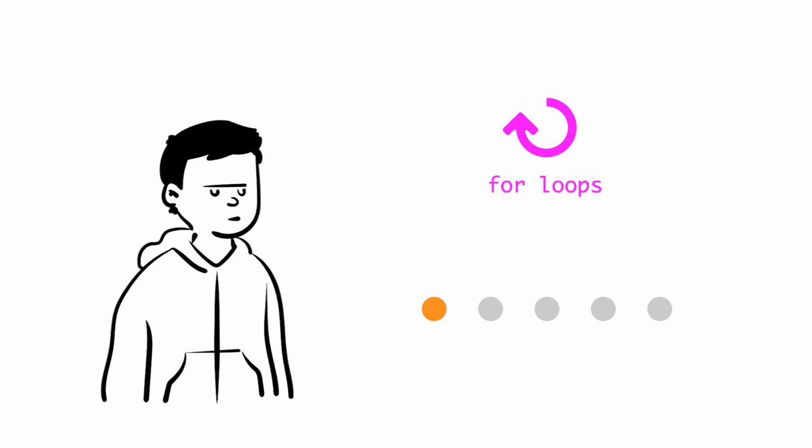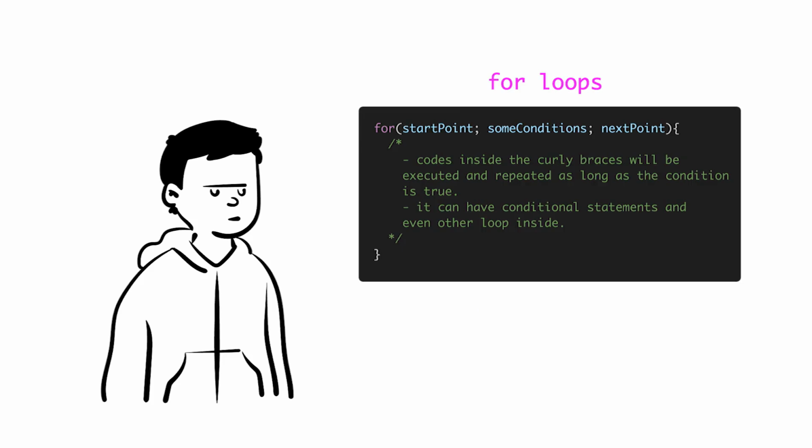For every repetition, we start from a point. Check if it meets a requirement, and if so, move to the next point. The next point then becomes the new starting point, and this continues until the condition is no longer met. We write for, followed by parentheses. Inside, we initialize our starting point at 0 and define the number of repetitions.